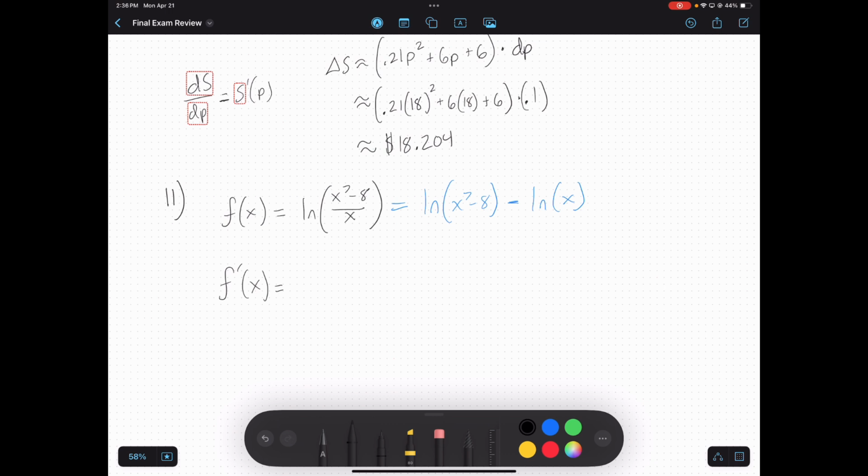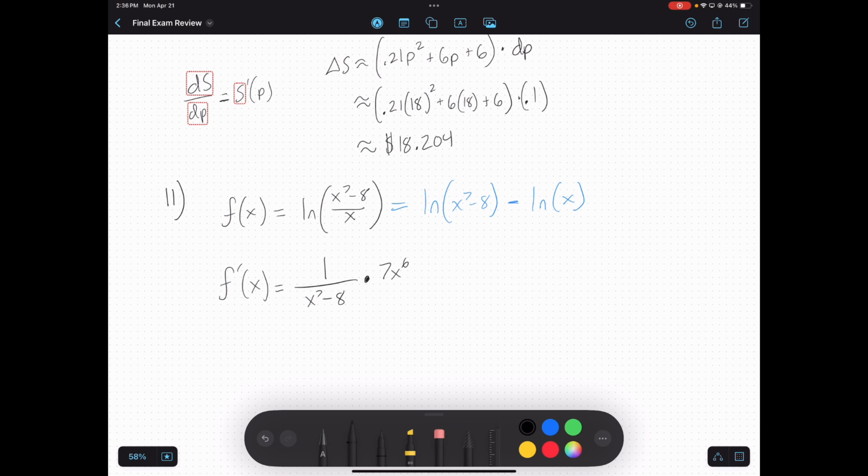What's the derivative of natural log? 1 over x. But I'm going to keep the inside function the same. So what do I plug in for x? X to the 7th minus 8. Okay. Now what? Now I multiply by the derivative of the inside function. Derivative of x to the 7th minus 8? 7x to the 6th. Okay.